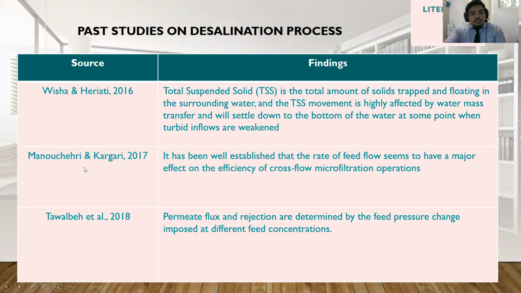Next, from Manipuri and Calgary 2017, it has been well established that the rate of feed flow seems to have a major effect on the efficiency of cross-flow microfiltration operations. Next, Tawalbe 2018, permeate flux and rejection are determined by the feed pressure change imposed at different feed concentrations.